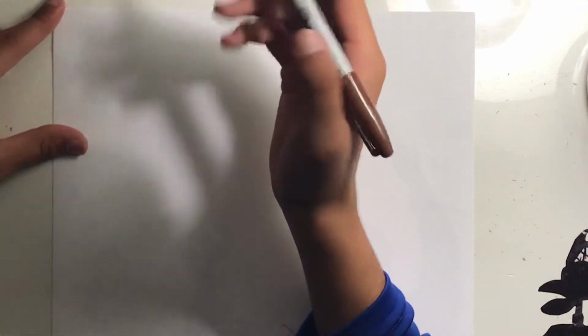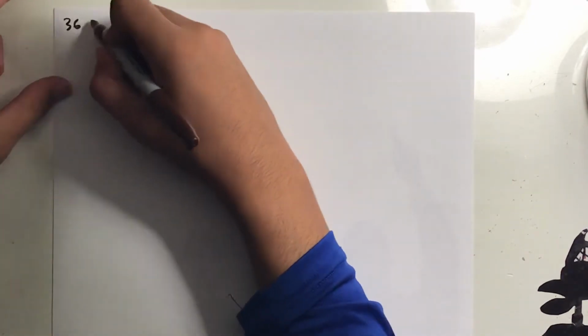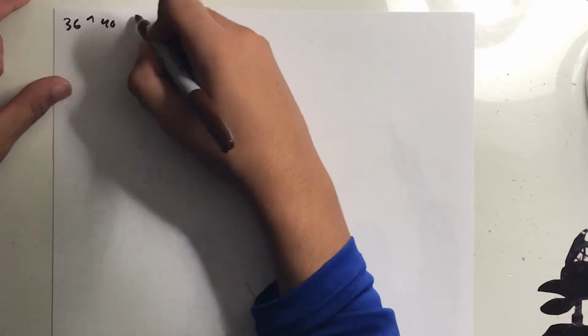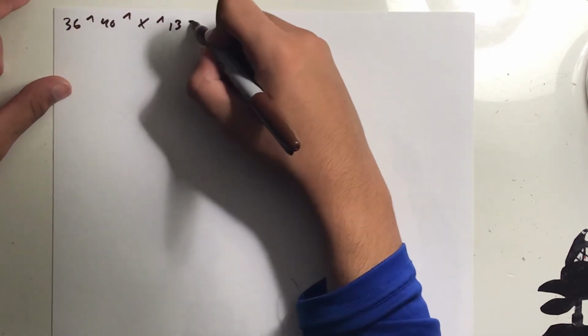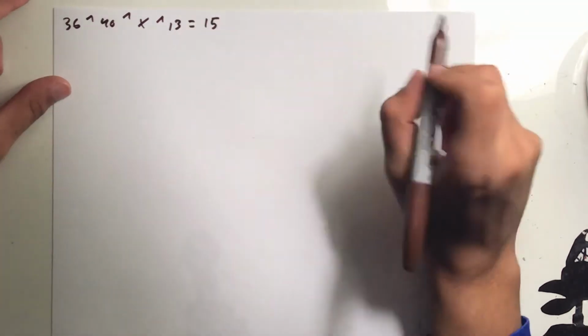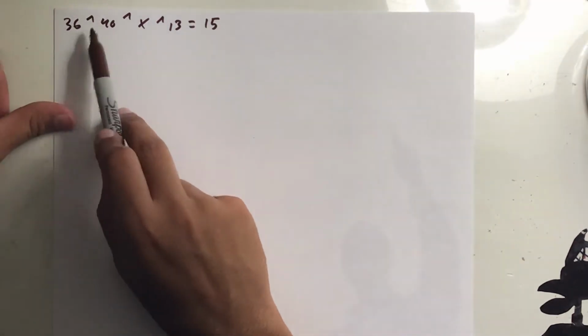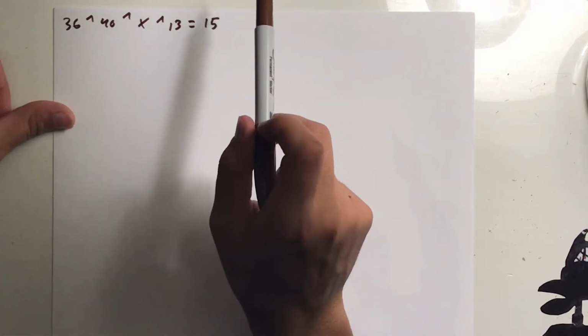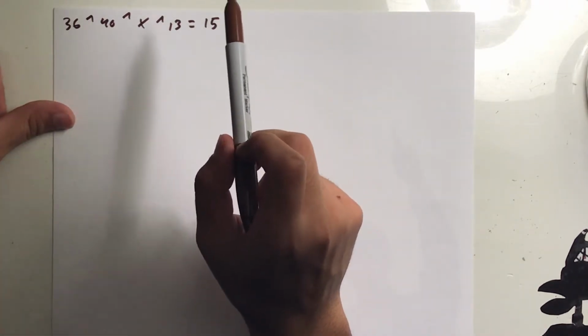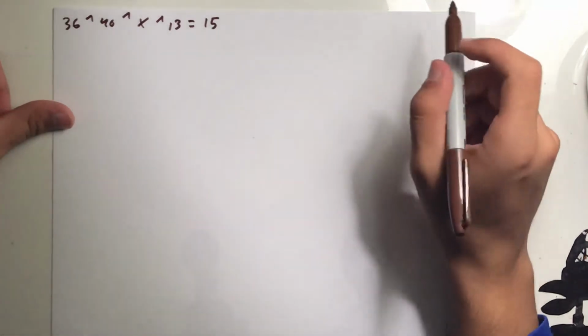what will be the value of x if 36 exclusive or 40 exclusive or x exclusive or 13 will give you the answer of 15? Because all of them are exclusive or, we're going to exclusive or from left to right. Okay, so let's do 36.